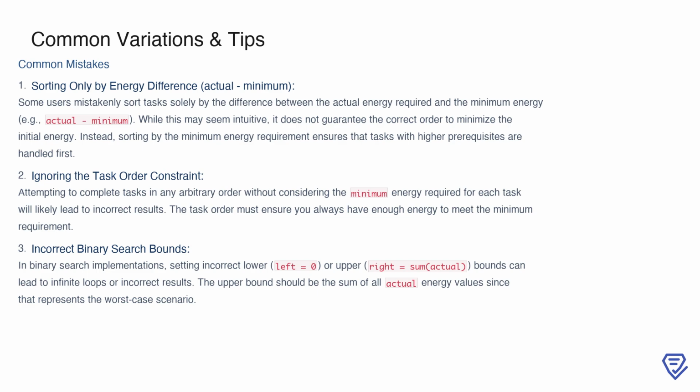Another common error is ignoring the task order constraint. Completing tasks in an arbitrary order without ensuring you have enough energy to meet each task's minimum requirement will likely result in failure. Finally, when implementing binary search, choosing incorrect bounds is a frequent pitfall. The lower bound should start at 0, while the upper bound should be the sum of all actual energy values, as this represents the worst-case scenario. Setting these bounds incorrectly can lead to infinite loops or wrong answers, so careful initialization is crucial.